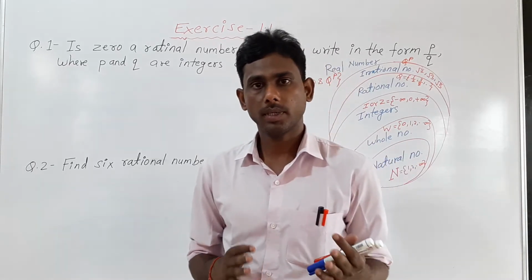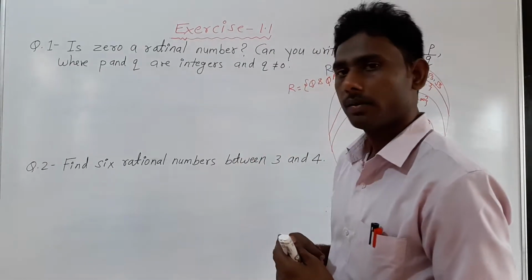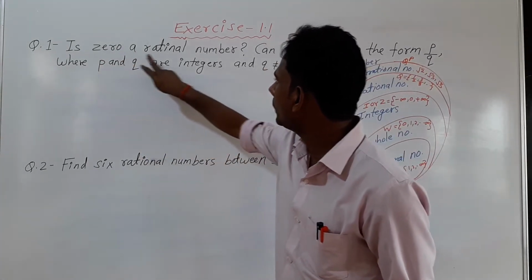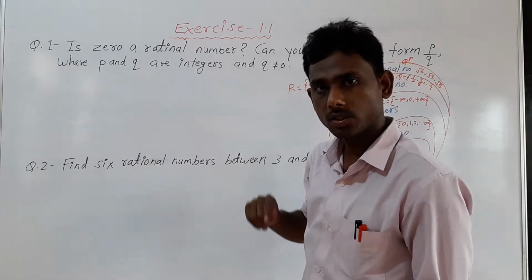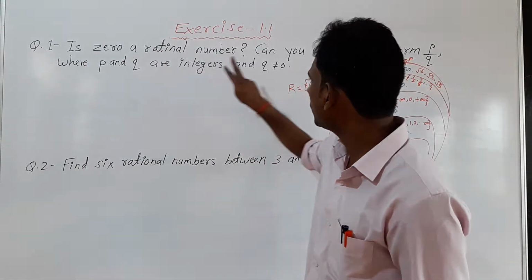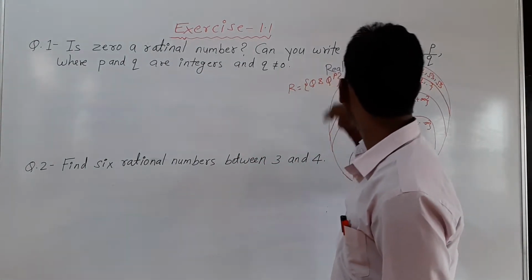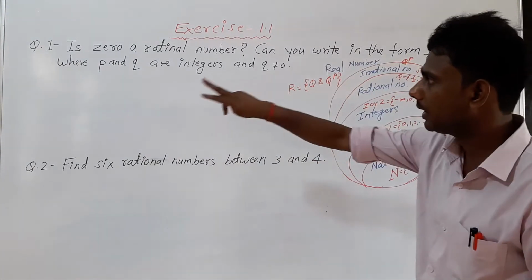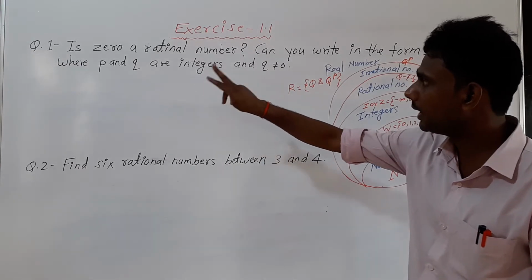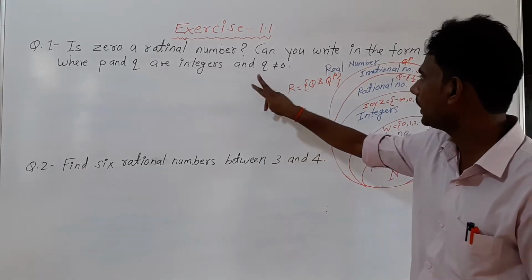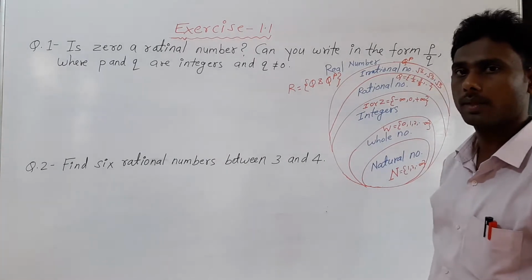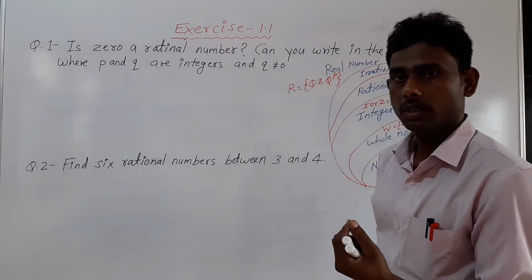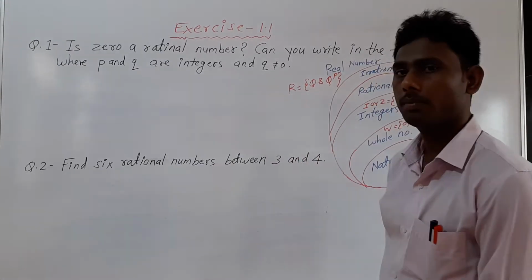So let's begin the first question. First question: is 0 a rational number? Can you write it in the form P upon Q, where P and Q are integers and Q is not equal to 0? So in question number 1, we have to write the answer: is 0 a rational number?